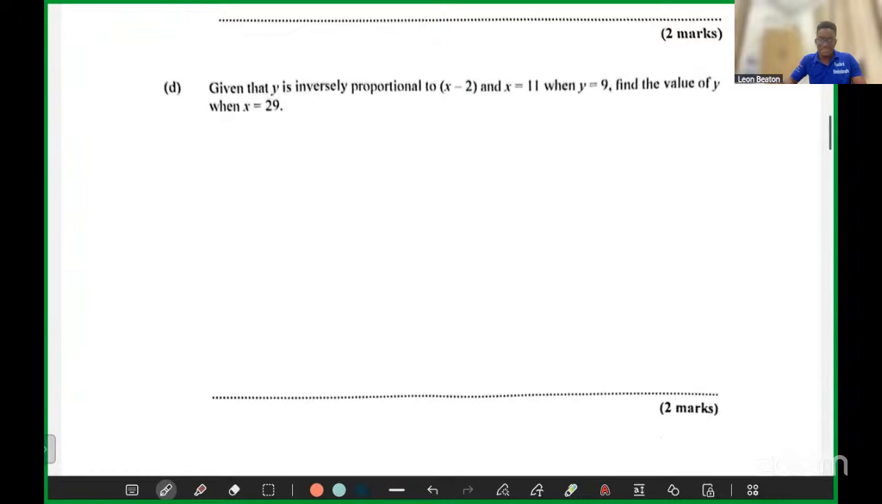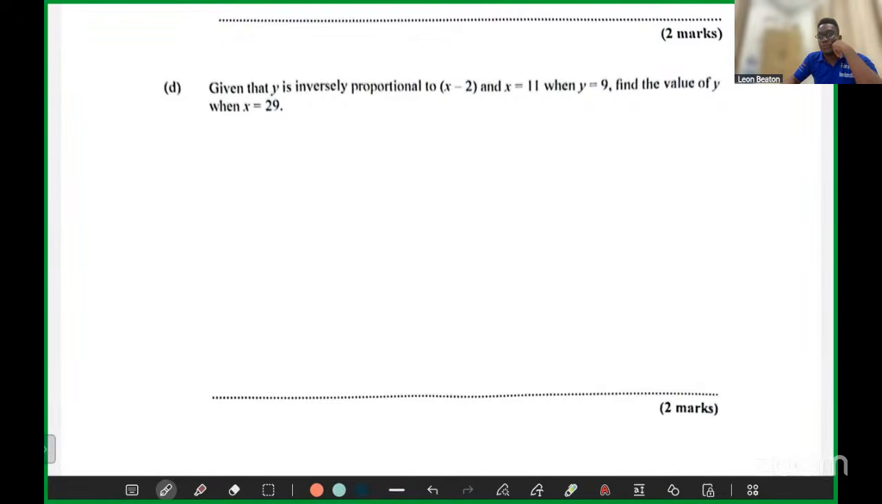Now this one here. Proportion, relation. So it says, given that y is inversely proportional to x minus 2, and x is equal to 11 when y is equal to 9, find the value of y when x is equal to 29. So let me just give you some background on proportion.